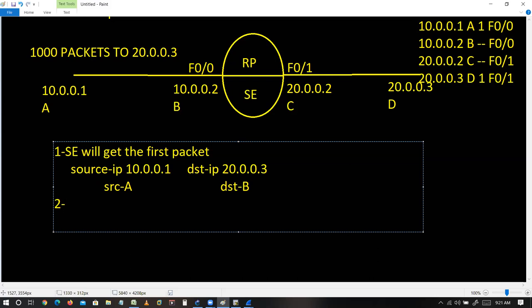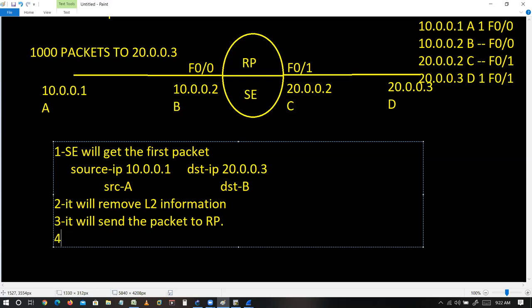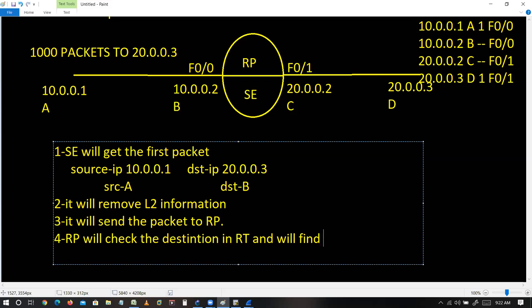What it will do, the second task, it will remove layer 2 information. Okay, the term I will tell later. Right now, it will remove layer 2 information from here. So it will be having a clean packet. Now, after removing these two things, the MAC addresses, it will send the packet to ARP. Okay. The fourth step, ARP will check the destination in the routing table and will find the best exit interface to send the packet to the neighbor.